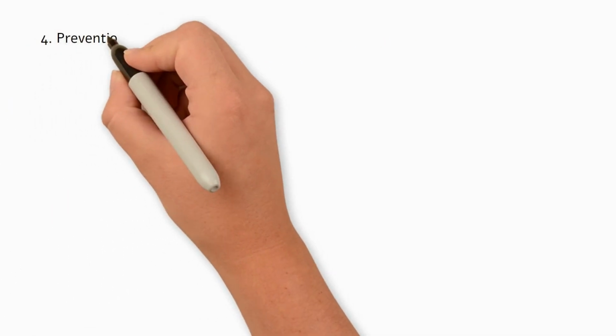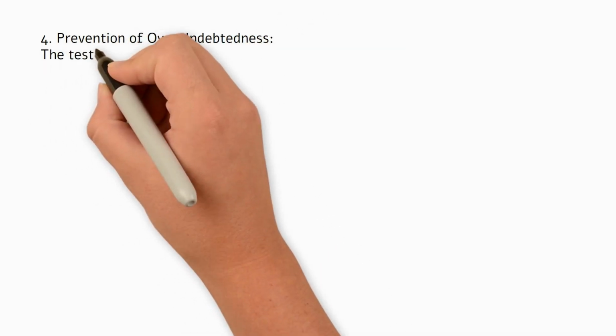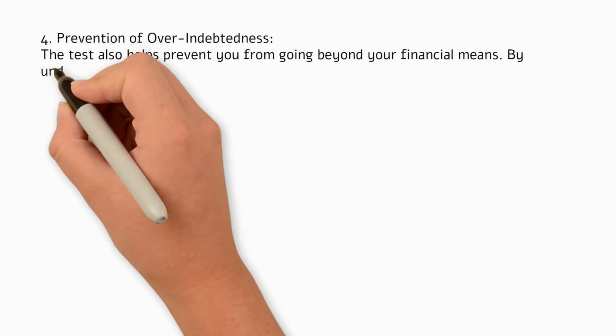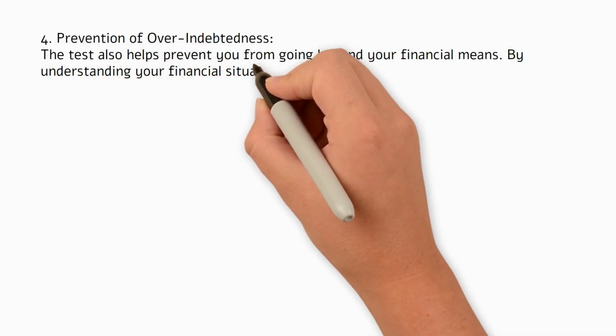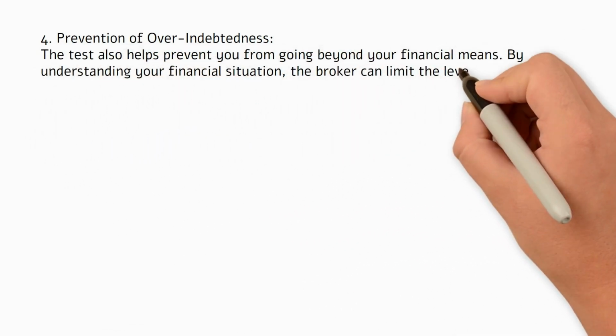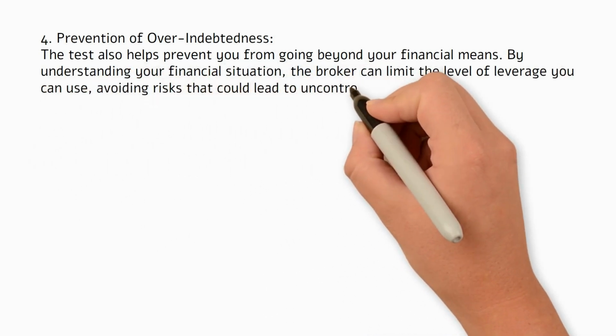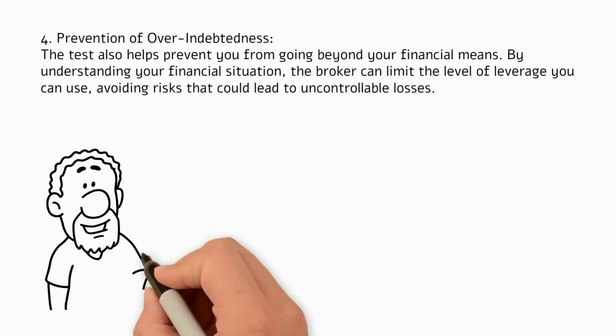4. Prevention of over-indebtedness. The test also helps prevent you from going beyond your financial means. By understanding your financial situation, the broker can limit the level of leverage you can use, avoiding risks that could lead to uncontrollable losses. What happens if you don't pass the test?